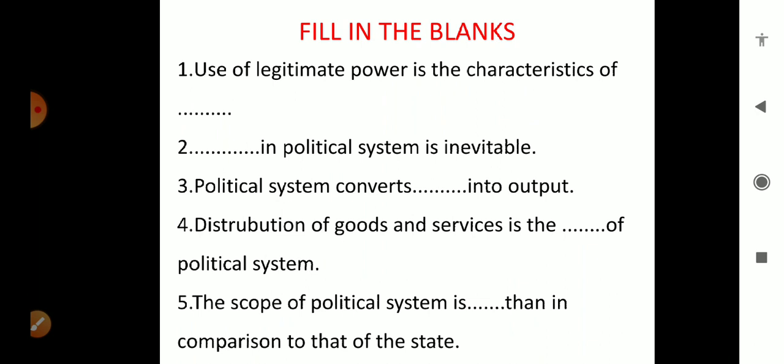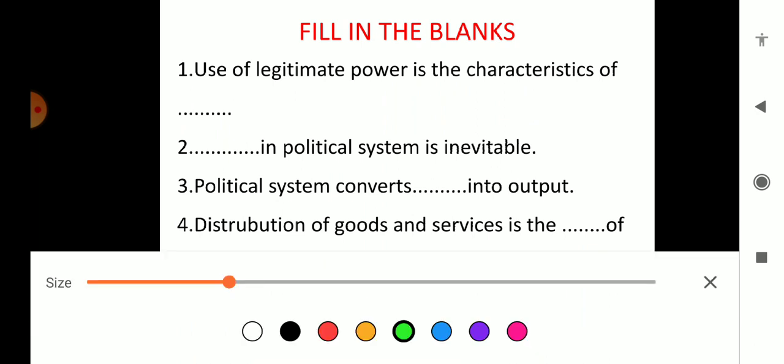So who has the power to use legitimate power, legitimate force, जायज़ force कौन use कर सकता है, right? So only the political system. No other authority or no other organizations have been given the power to use legitimate force or legitimate power. So our answer is political system.